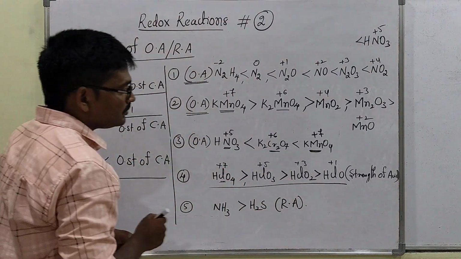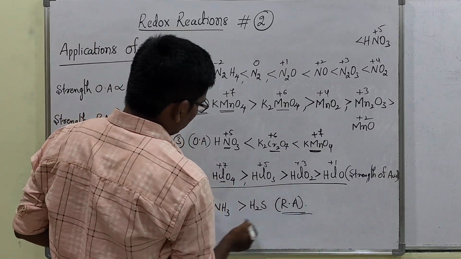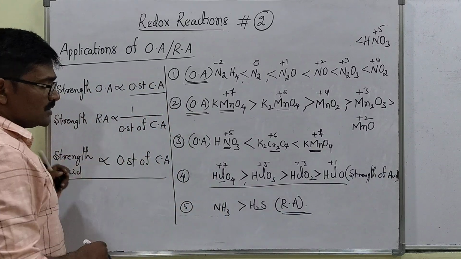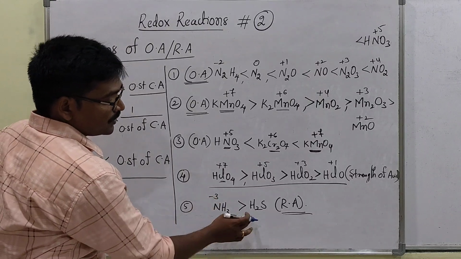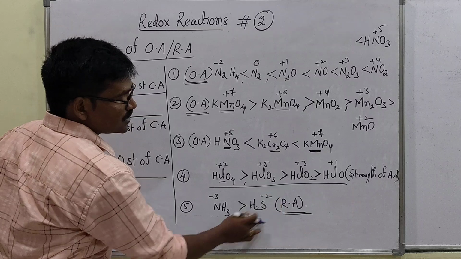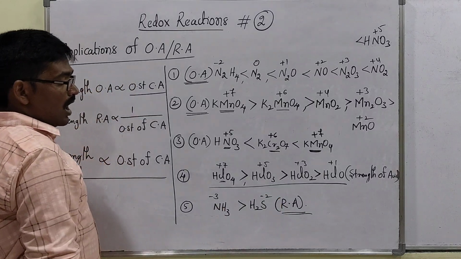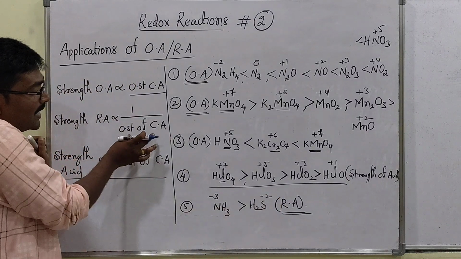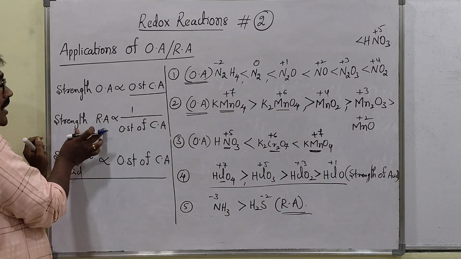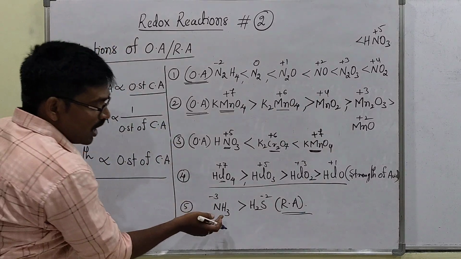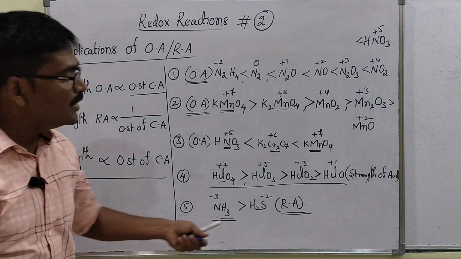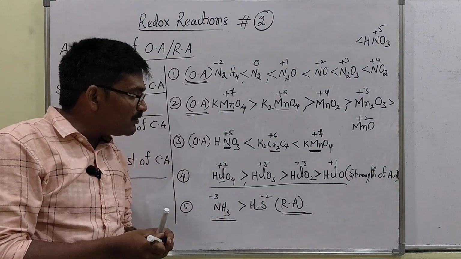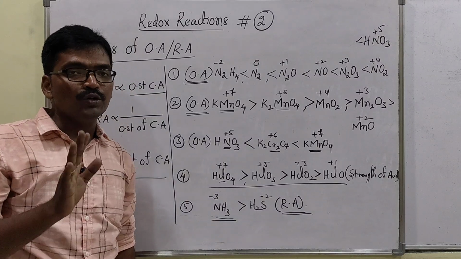Then if you come to there, they're asking reducing nature or reducing agent. Then NH3, nitrogen minus 3 is the oxidation state, H2S, sulfur minus 2 is the oxidation state. Then as oxidation number decreases, reducing nature increases. So ammonia is the greater reducing agent. So such type of applications, if they give, that is how to do.